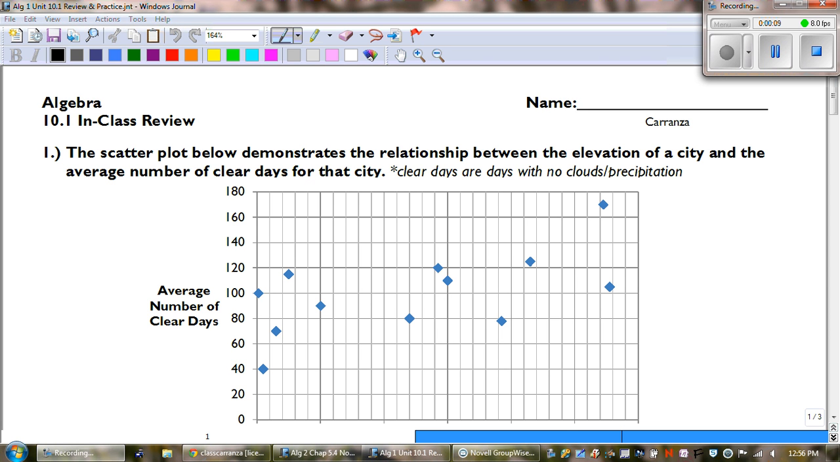Now, if you guys have your little sheets that we used in class to help draw our line of best fit from yesterday, please make sure to have that out, okay? It was that little see-through paper.